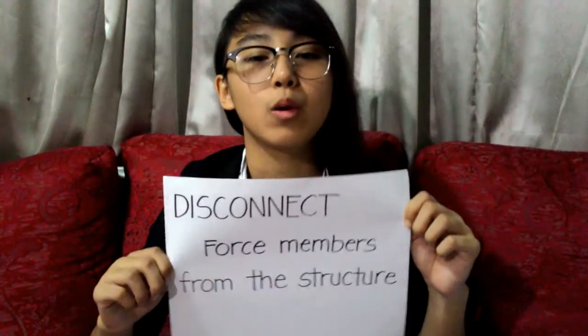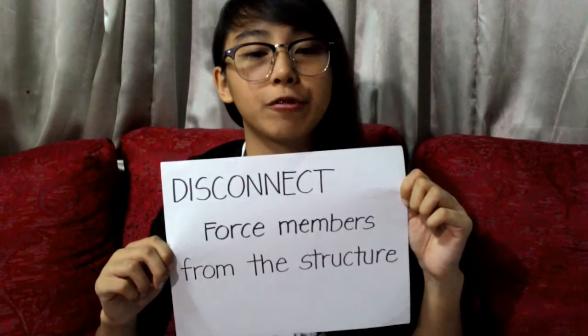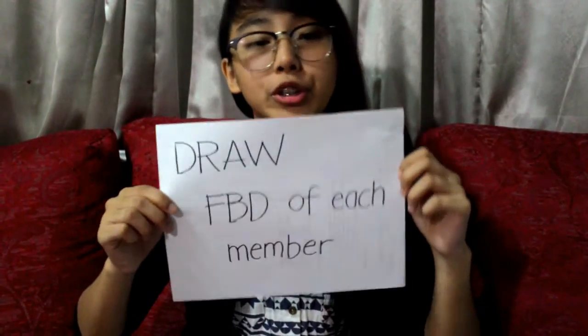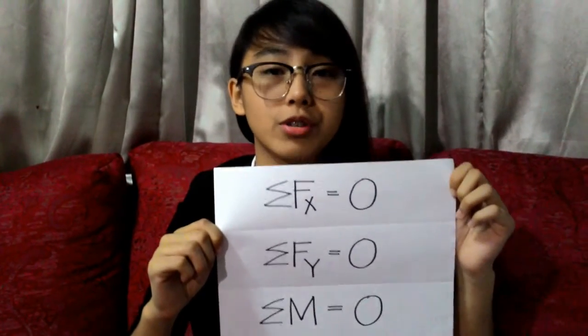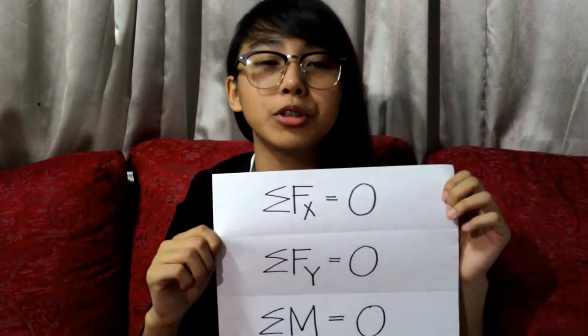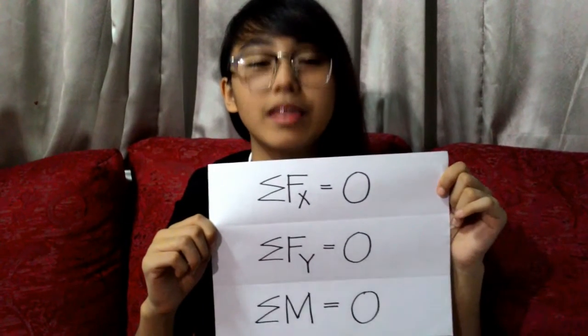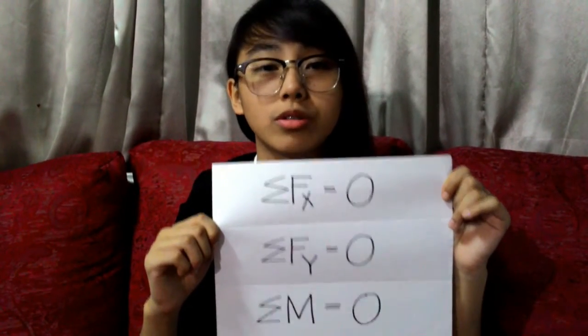Frames are pin-connected structures with force members. To analyze a frame, we can disconnect the force members from the structure and draw the free body diagram of each member. This approach is called the method of members. In this method, three equilibrium equations can be written: the summation of forces on the x-axis, the summation of forces on the y-axis, and the summation of moments, which are all equal to 0.